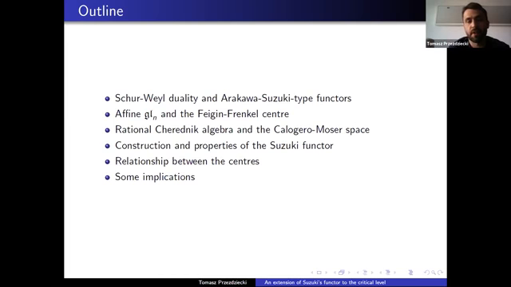Then I will talk about affine GL_N and the Feigin-Frenkel center, which is a phenomenon characteristic of the critical level. Then I'll talk about the rational Cherednik algebra and the Calogero-Moser space. Then I will briefly explain the construction and some basic properties of the Suzuki functor. And then I will explain how these two centers are related and some representation theoretic implications.